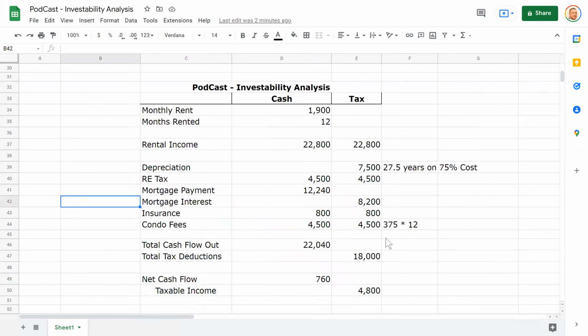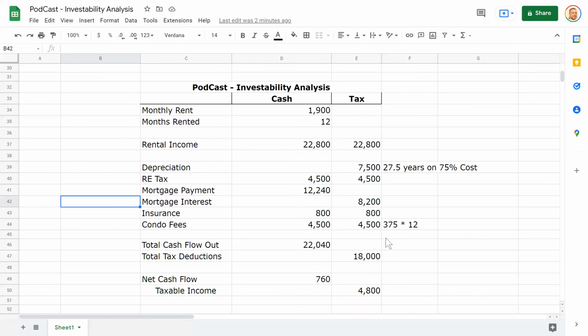So we have real estate taxes in our list. That's for both cash and tax. Now we have the mortgage payment, as I mentioned earlier. So the mortgage payments total $12,240 for the year. Now that's a cash flow out, but that's not what we can take on the tax return. That's why it doesn't appear in the tax column.